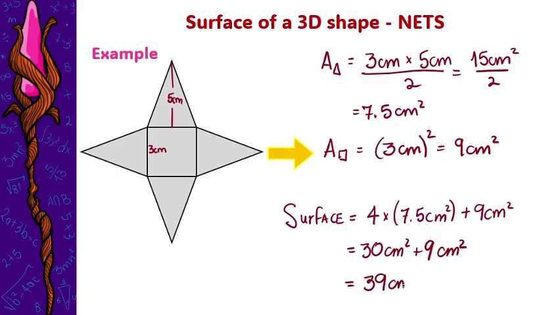Of course, the more complicated the 3D shape is, the more 2D shapes are decomposing it. So you need to be very creative sometimes in order to get the surface of a 3D shape.